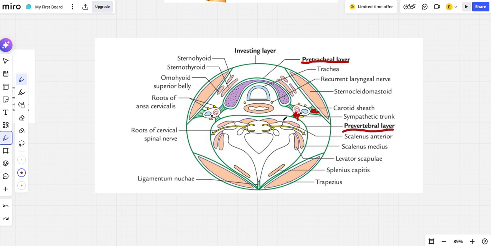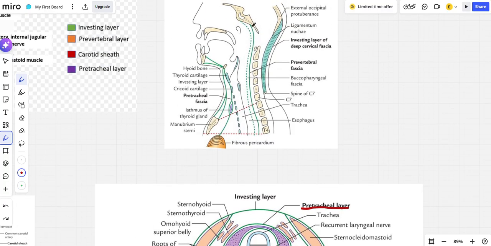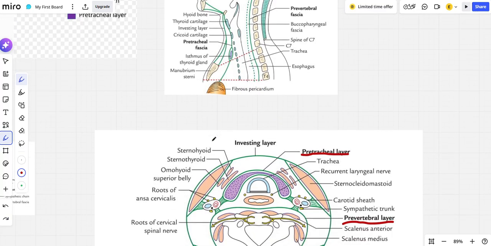Now let's look at our clean image above. Can you see this is your prevertebral fascia? All of this is your prevertebral fascia, and obviously this will go into the posterior mediastinum, right? So this is the posterior mediastinum. Here, this pretracheal is going into the superior mediastinum, right? So this is the difference you should know in the infection traveling.